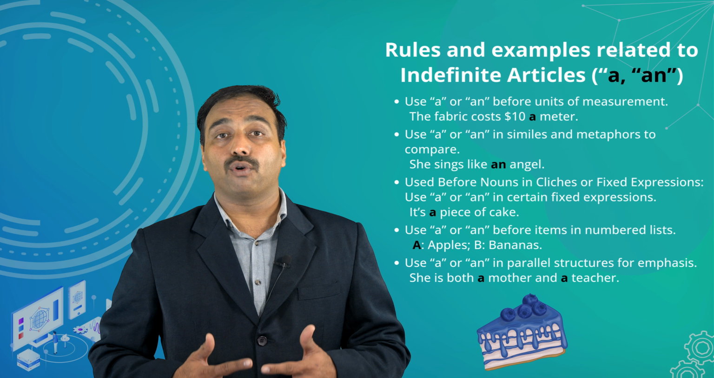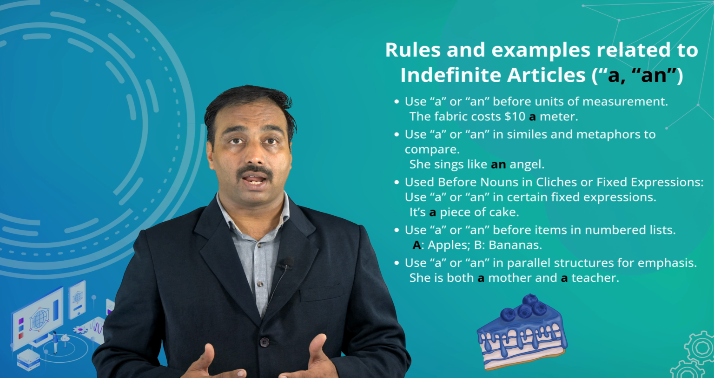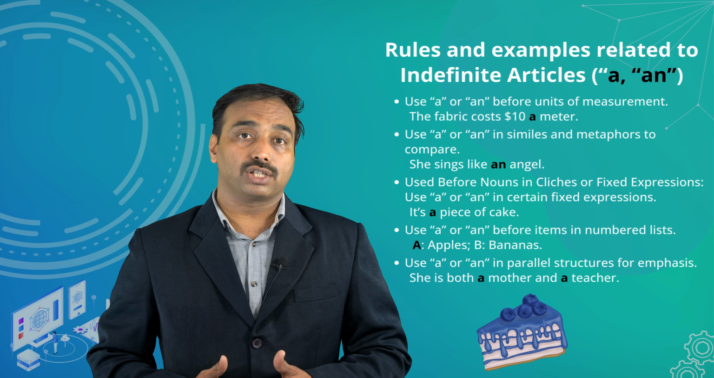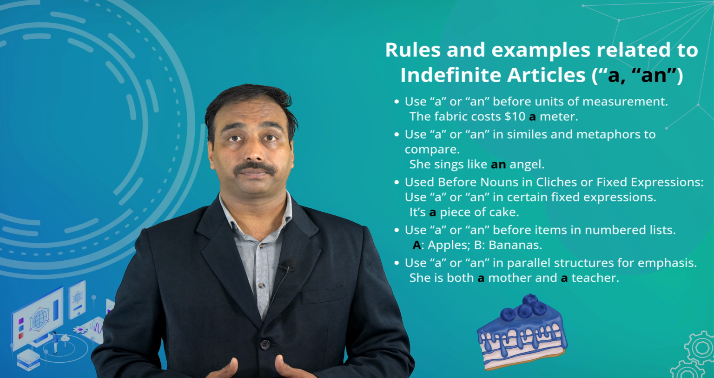Use a or an before items in a numbered list. For example, an apple, a banana. Use a or an in parallel structures for emphasis. For example, she is both a mother and a teacher.